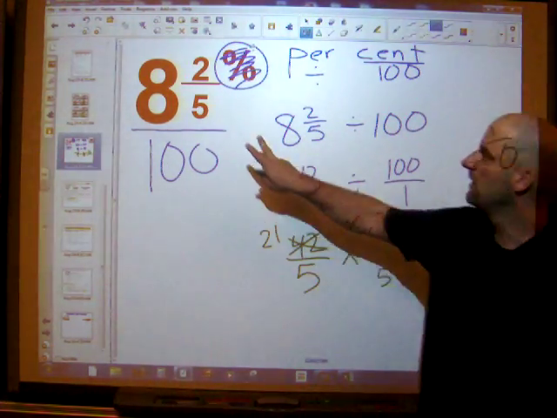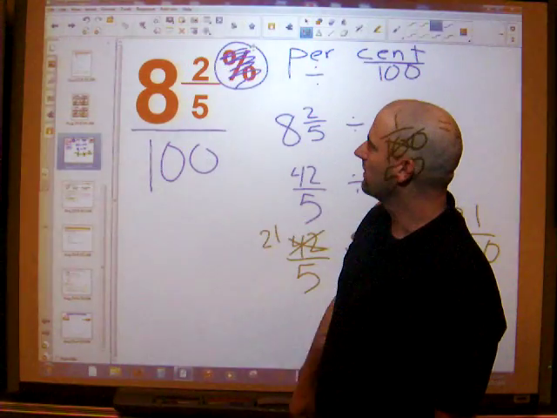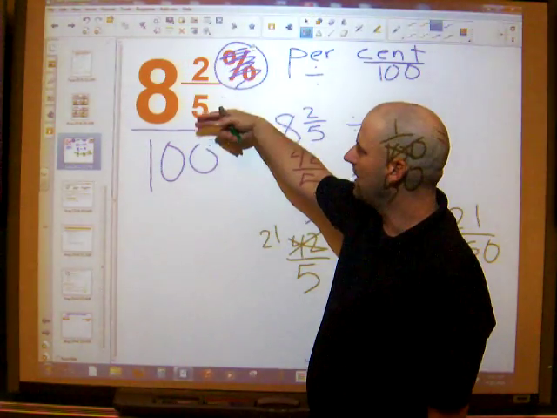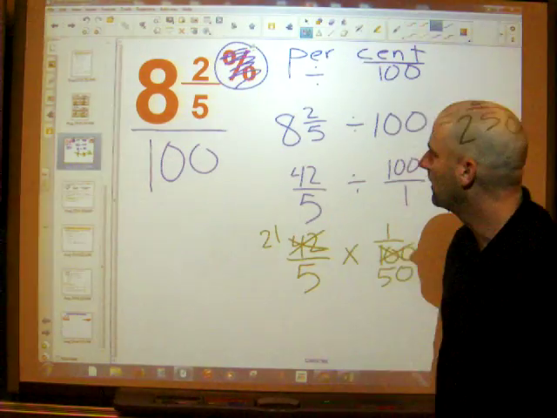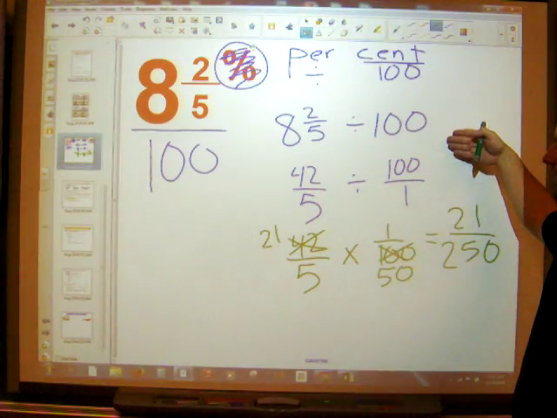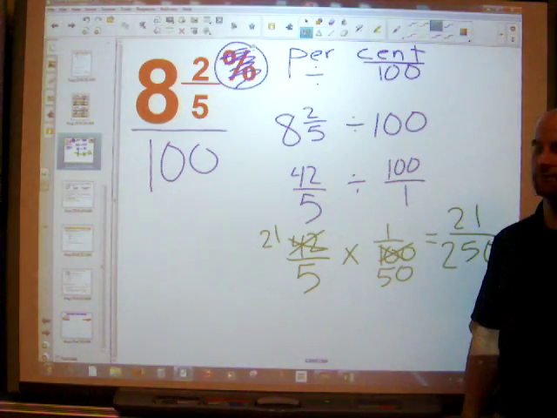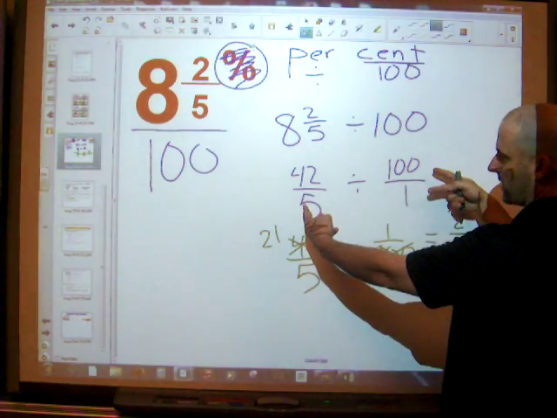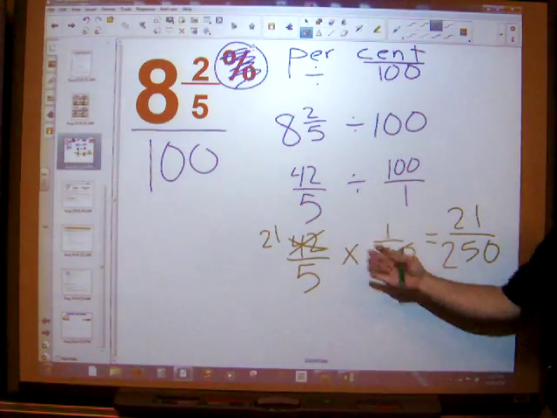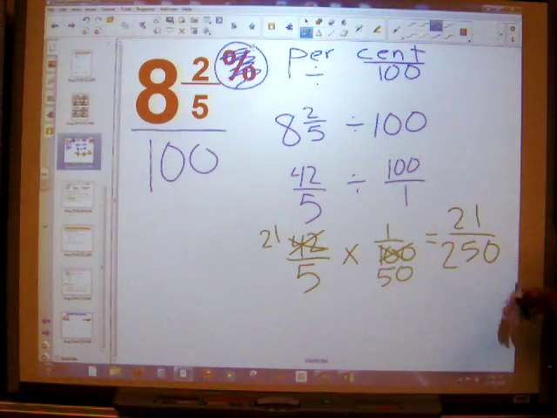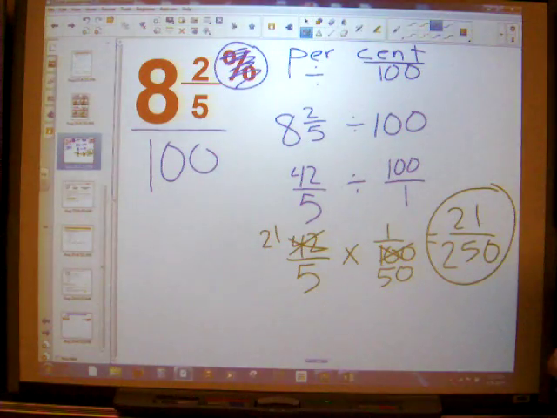And we have taken what was a fractional percent, recognized that it meant a ratio to 100, per 100, dividing by 100. We wrote it horizontally. Then we followed the steps to divide fractions. We went to improper fraction. We flipped the second one to its reciprocal, changed it to multiplication, looked to cross simplify, and then we multiplied the tops and bottoms. And there is your simplified fraction for what 8 2/5% is.